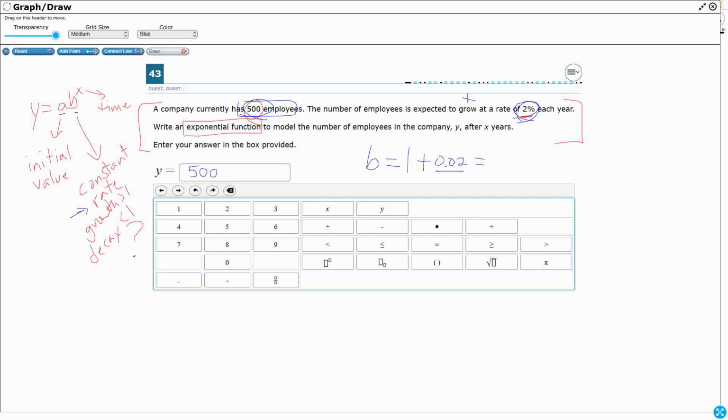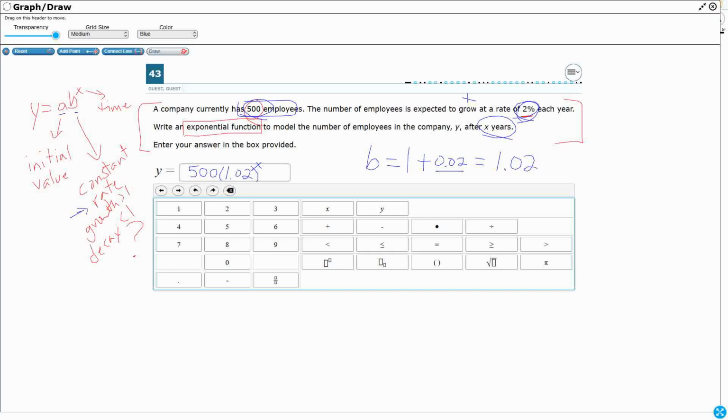So this is the tricky part. The B needs to be 1.02, not just 0.02. If it's 0.02, that means it's declining sharply because it's less than 1. So we need that 1.02, and then they give us our time frame right there, x years, which is typically our exponent. It's going to be that x, that unknown. So that's the correct answer.